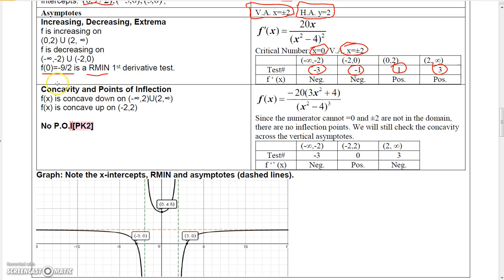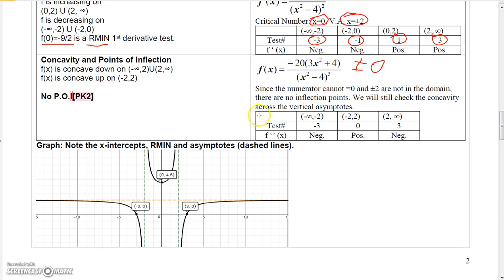And then when I tested for concavity with the second derivative, there's no way that this can be 0. Since this cannot equal 0, I can't get any points of inflection. But I'm still going to check concavity on each side of the vertical asymptotes. So I'm going to test the second derivative in each of these intervals to check for concavity. Based on those results, the second derivative is negative here, positive here, negative here. So it's concave down on the two outer regions, and then it's concave up on the inner region.